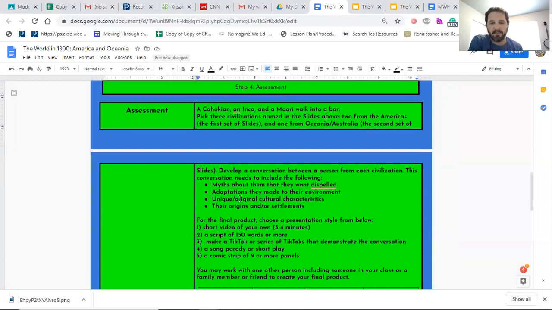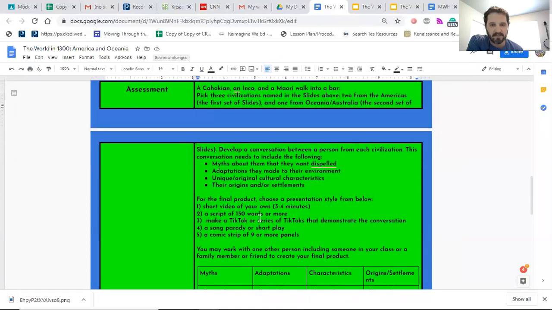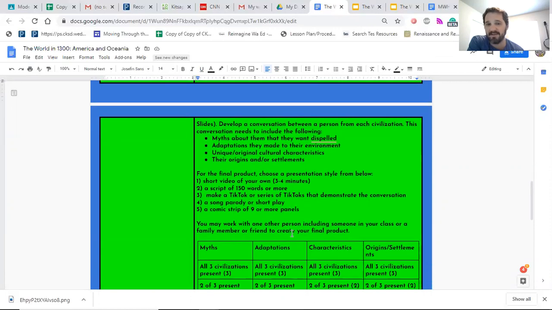For that product that you make at the end, there's a couple different things that you could do. You can make a short video of your own, or a script of 150 words or more, if you just want to write a script out. That's if you're comfortable with that. You can make some TikToks or a series of TikToks that explain these. I think it'd be kind of cool. They might reach the old kids, as they say. A song parody or a short play might be interesting as well. Or a comic strip of 9 or more panels, which could be drawn or done digitally, which means on the computer.